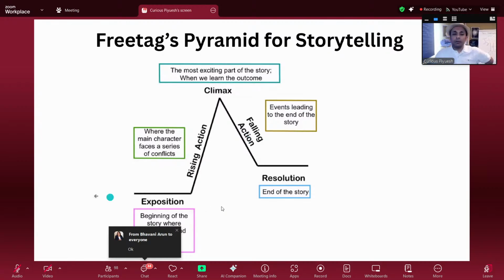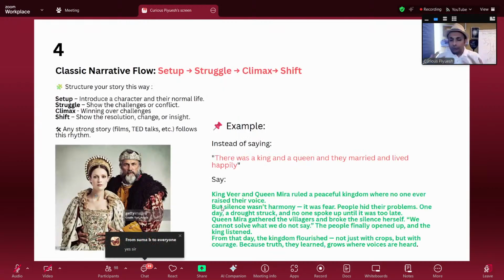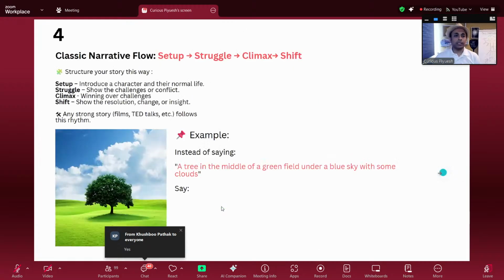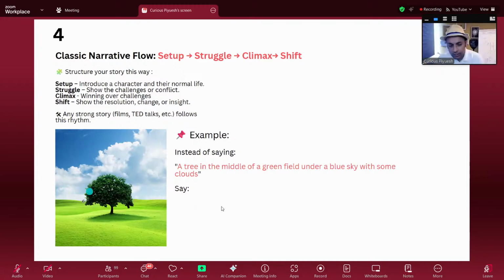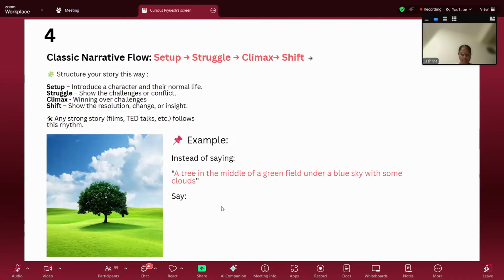But trust me, even if I tell you this formula, it's still a little difficult to imbibe in your life because this becomes a habit. This has to become a habit. Today, I will try to make this a habit for you. Let's see if we can work this in this tree formula. Can anyone tell me this tree formula? And can you draft this tree story in the form of this classic narrative? Setup, struggle, climax, shift. Give it a try, folks. See that you are using these 4 stages to define a tree.